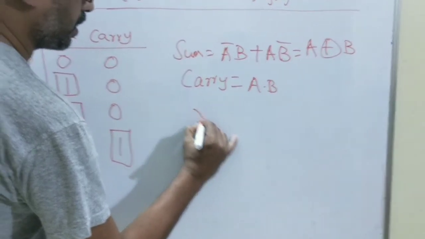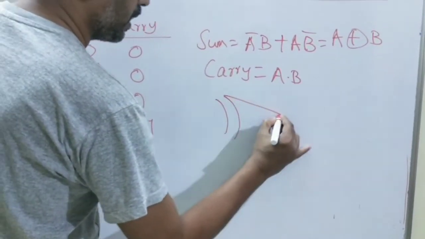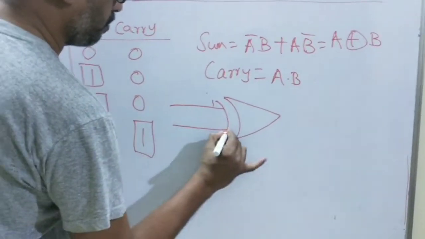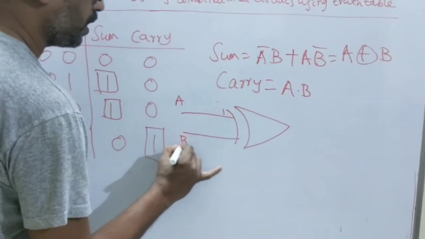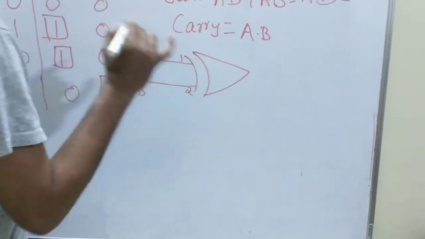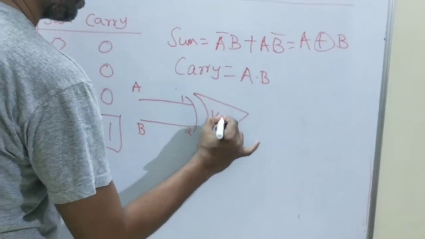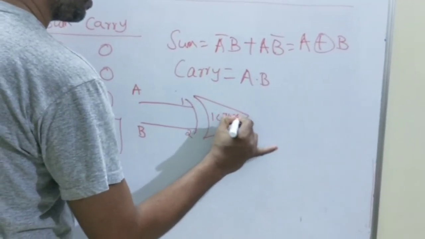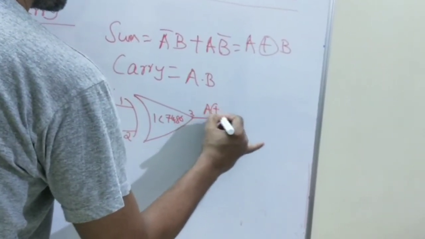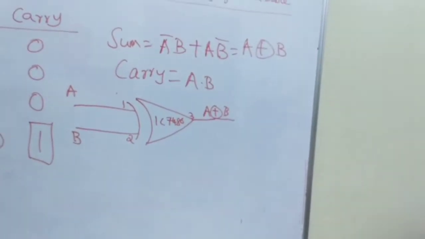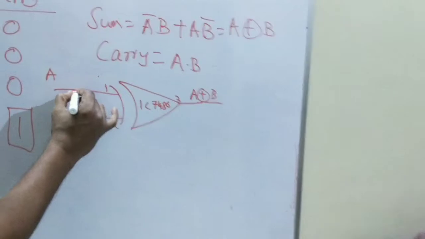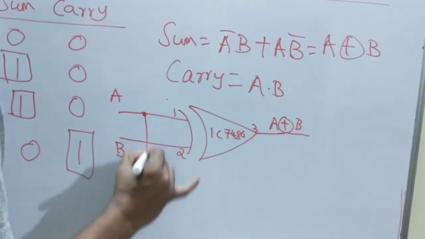Sum expression first: XOR. I am giving the inputs A and B from the toggle switches into the input pins of IC 7486, that is, pins 1 and 2 are the input pins. Output pin is 3, so I am getting this. The output should be connected to one LED; this is the sum output. The other output is carry. Carry we can take from pin A.